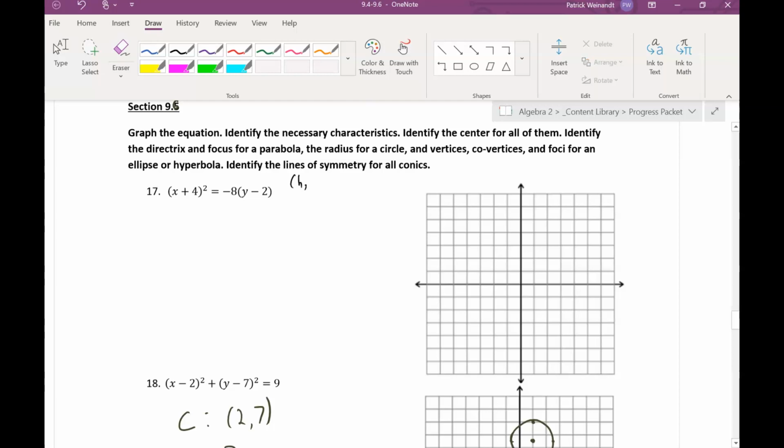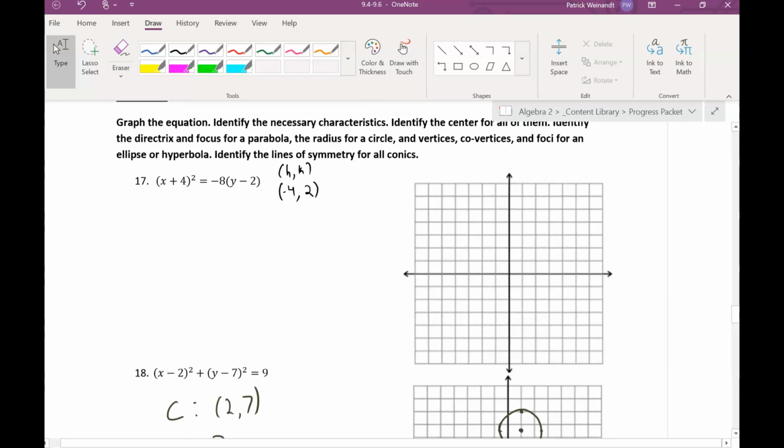Let's find that h, let's find that k value. Remember, the h goes with the x, the k goes with the y. So our h is going to be, normally if it was x minus 4, it would just be 4, but remember, if it's positive, it's the opposite of that. So it's going to be -4 for our h value. Our k value is going to be 2. So the vertex is going to be -4 and 2. So we can plot that. 1, 2, 3, 4, 1, 2.